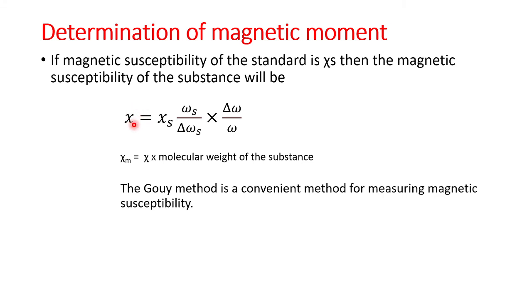By knowing the magnetic susceptibility of the unknown substance, we calculate its molar susceptibility by multiplying it with the molecular weight of the substance. So by using the Gauss method, we can calculate the magnetic susceptibility of an unknown substance, and this is a convenient method to measure it. So in today's lecture, we measured the magnetic susceptibility using the Gauss method. Okay, thank you.